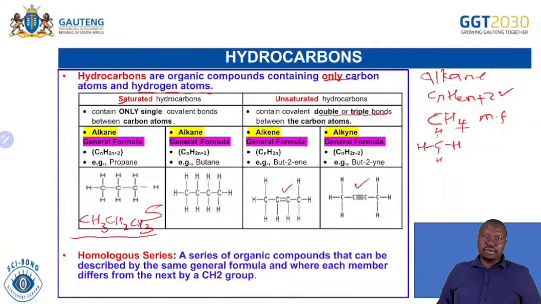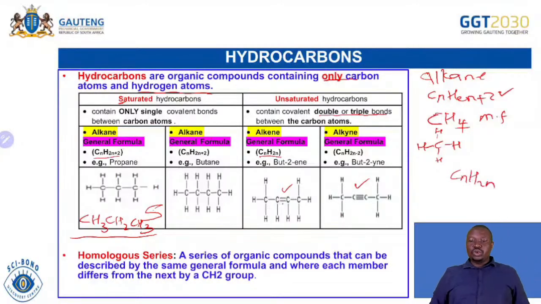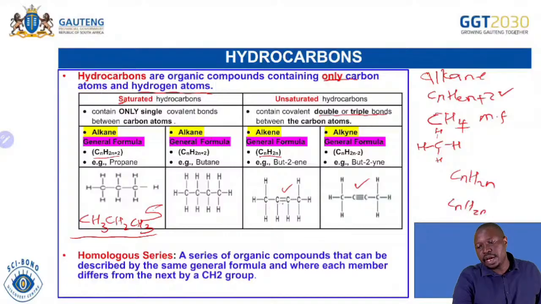We are focusing on the 4 formulas, which are the general formula, the molecular formula, the structural formula, and the condensed structural formula. So you must know all those 4. I also want to emphasize that as we move from alkanes to alkenes, we remove 2 hydrogens so that we can have a double bond. That's why we have the general formula of alkenes as CnH2n. As we move to alkynes, we remove another 2 hydrogens. Hence, the general formula becomes CnH2n minus 2.